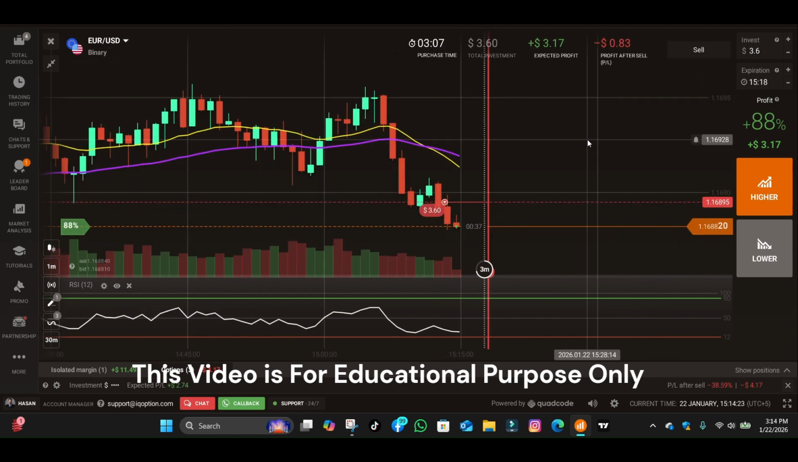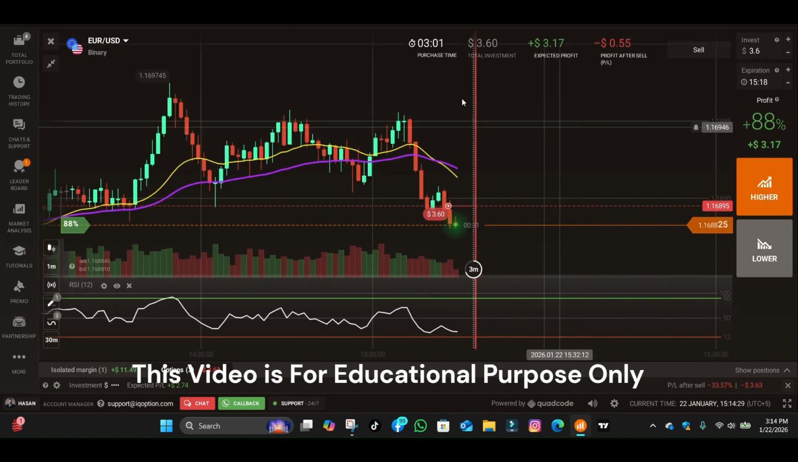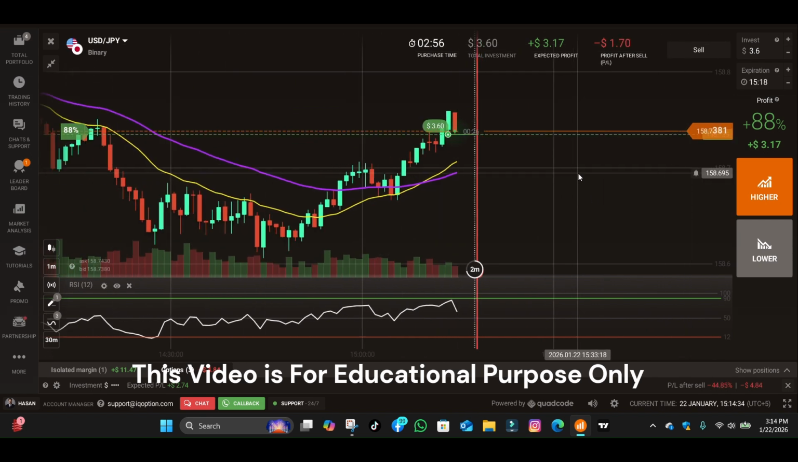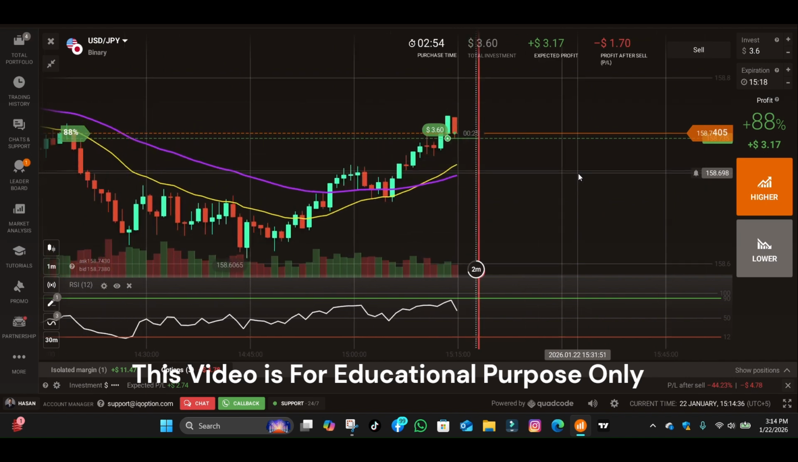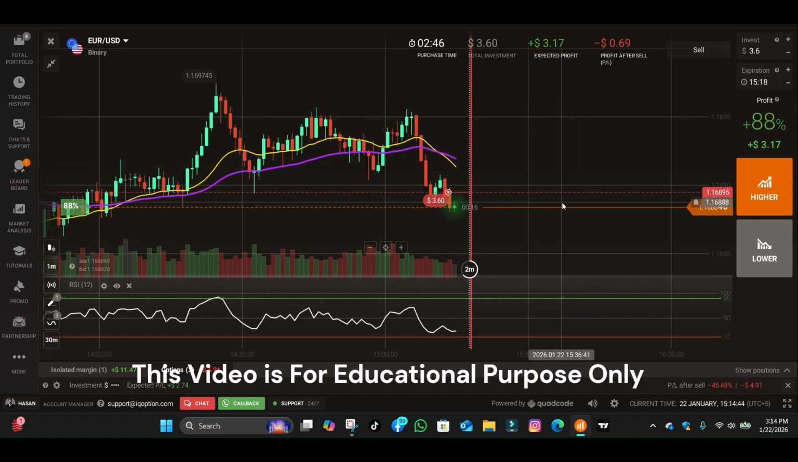First trade, Euro to US dollar, down option. We placed a down trade because price broke the support level with strong bearish candles. Additionally, there was an EMA crossover, where the 50 EMA, yellow line, crossed below the 21 EMA, pink line. This confirmed bearish momentum, so we entered a down option.